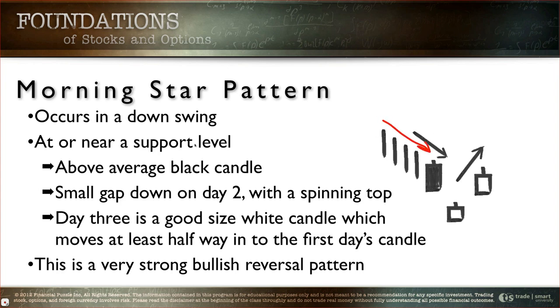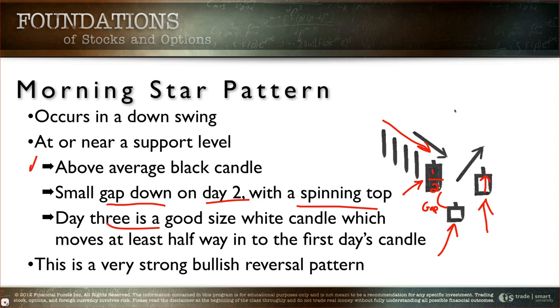at or near support level, you've got an above average black candle. So this is an above average size black candle. You have a small gap down on day 2 with a spinning top, and that spinning top becomes the star. Notice the little small gap right in here. Okay, so you got a small little gap down, and then day 3 is a good size white candle. And what I want to see with that third day is I want to see it go at least halfway into the very first day of the pattern. That's what I'm looking for. Now, if it goes the whole way or more, that's even better. But if it doesn't go at least halfway, it's usually not as strong.